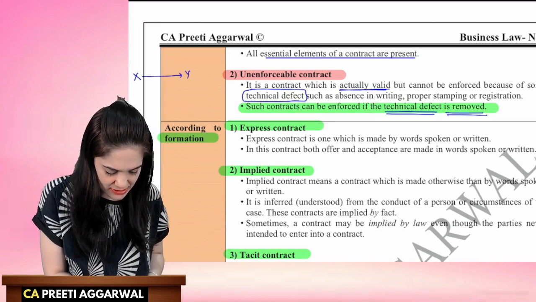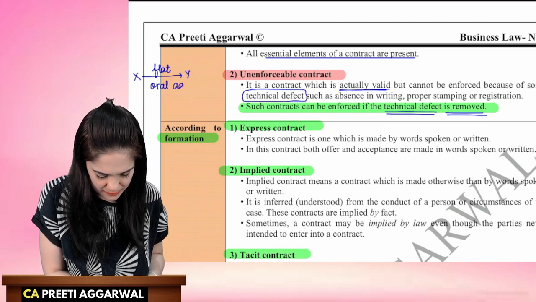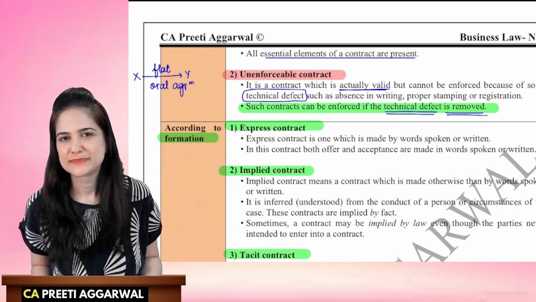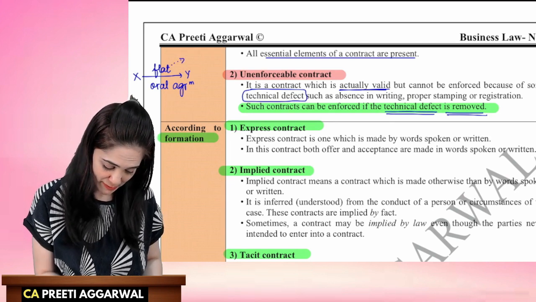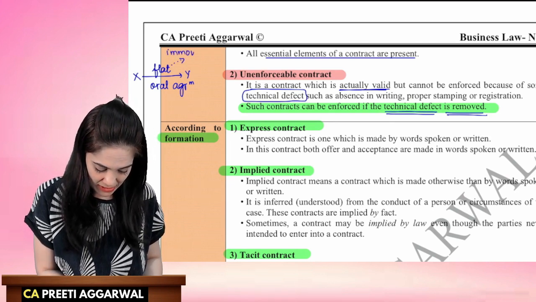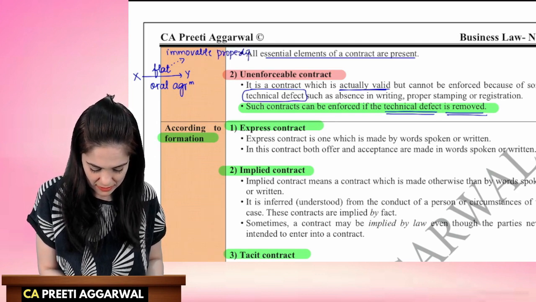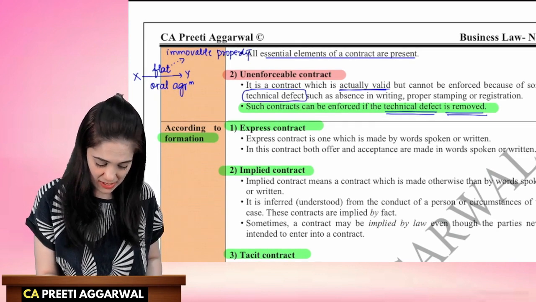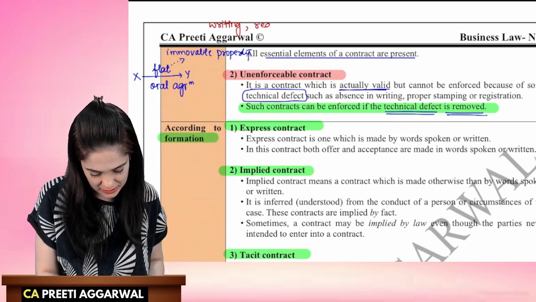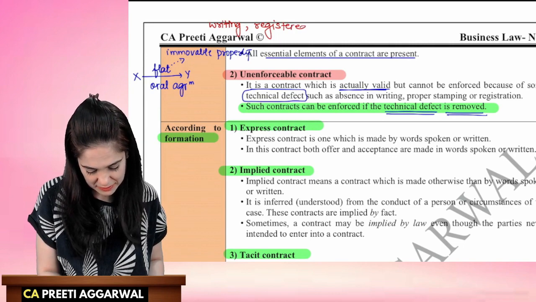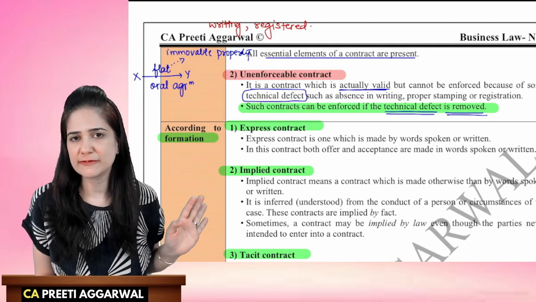X agreed to sell his flat to Y and they made an oral agreement. Is this valid? No. In case of an immovable property, as we have studied, the contract must be in writing. It must be registered also. So for the time being, it is unenforceable.